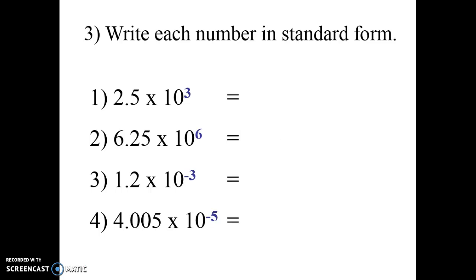Now, one last time, pause the video and write each of these numbers in standard form.